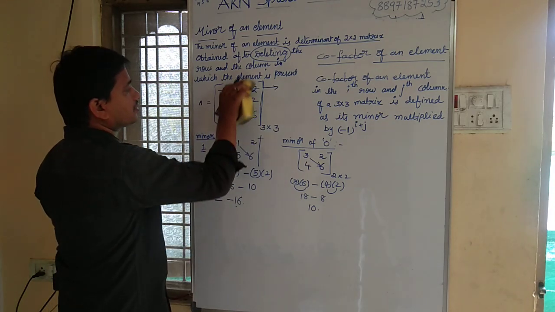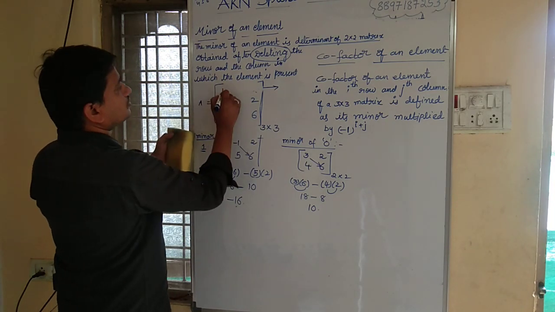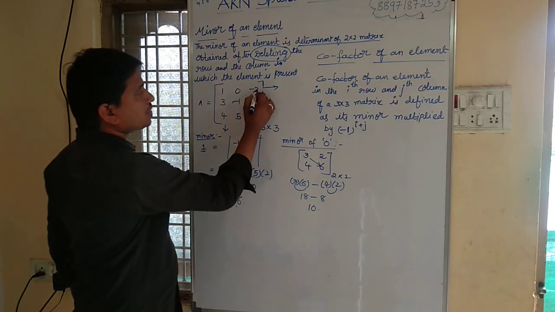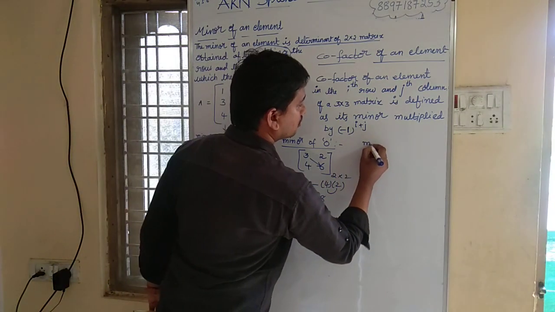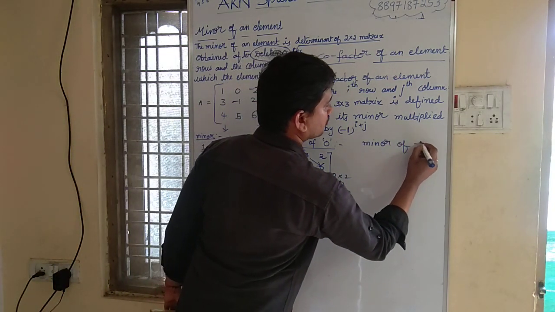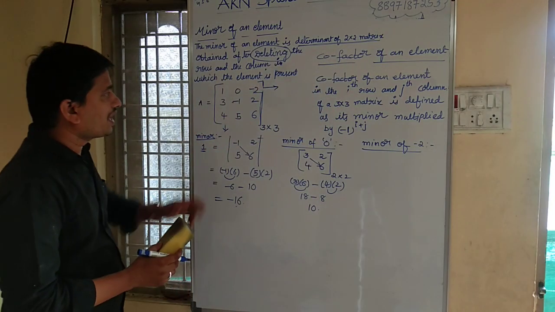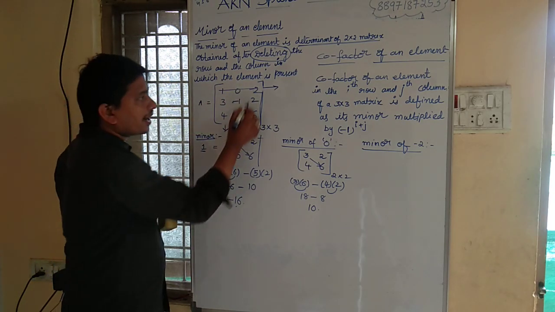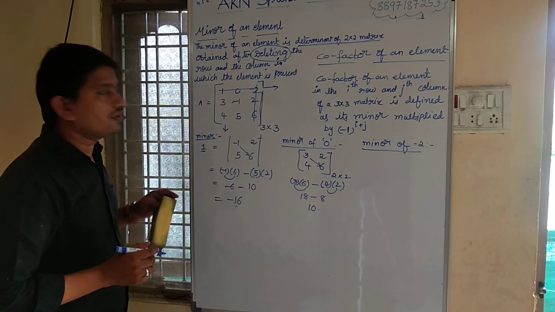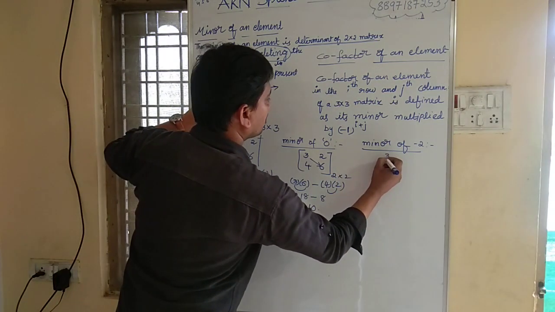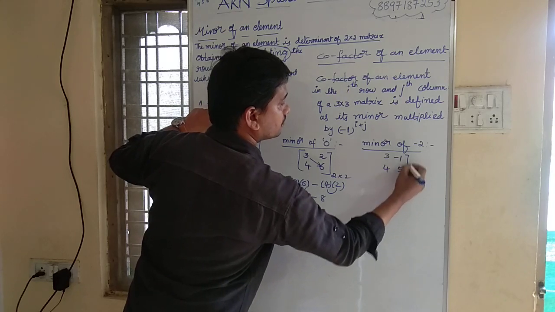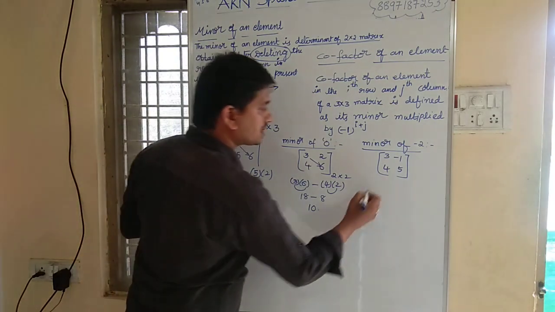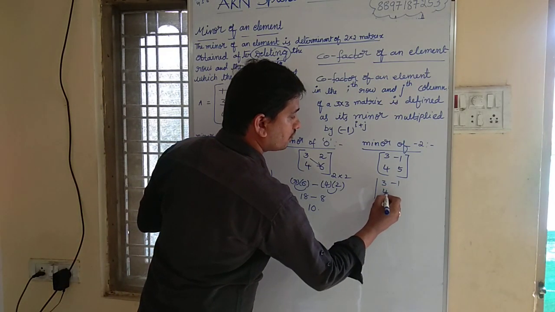Now let us find the minor of the element -2, children. What to do? We need to remove that particular row and that particular column. So we will get a 2 by 2 matrix, that is 3, -1, 4, 5. We need to find the determinant of this 2 by 2 matrix.